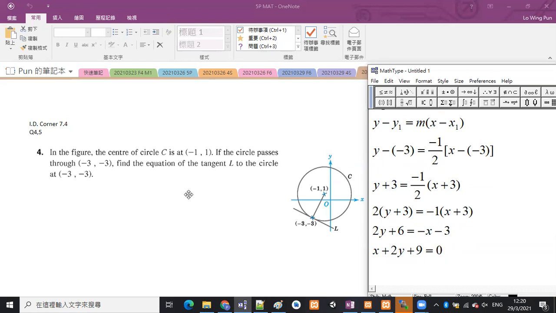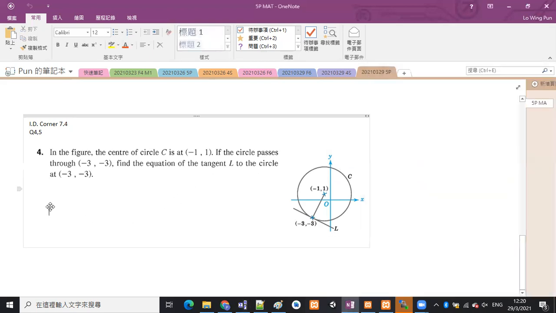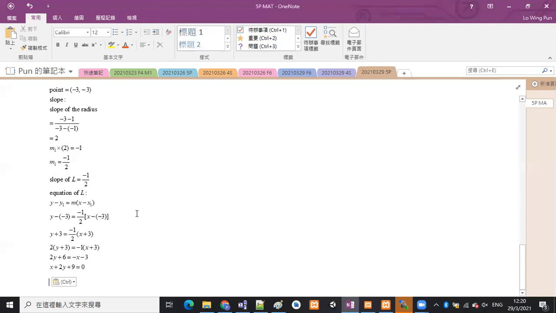So let me paste it to the OneNote. Wait. Can you see? So are you writing down?